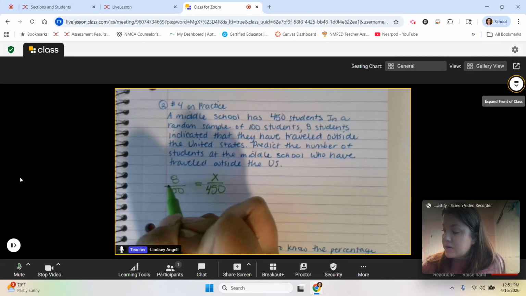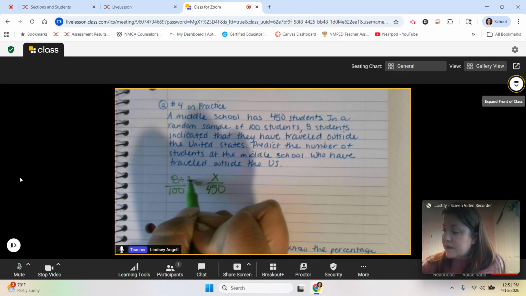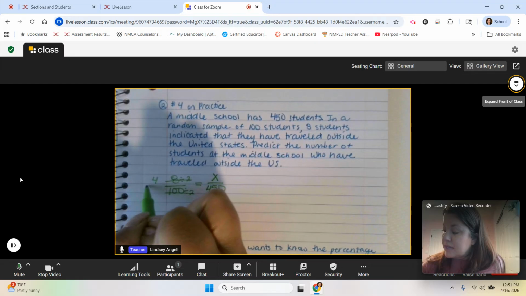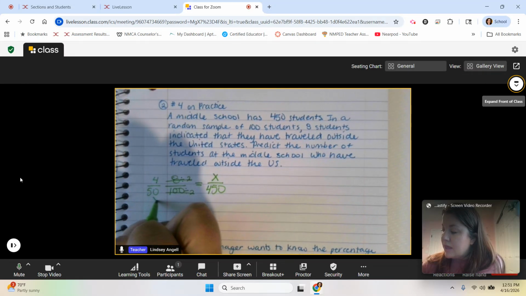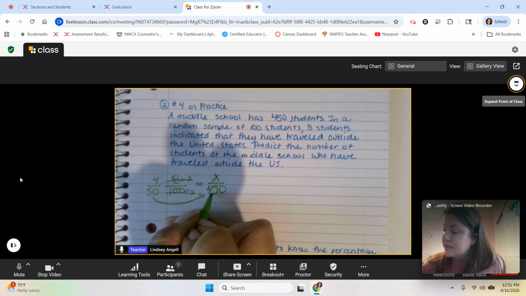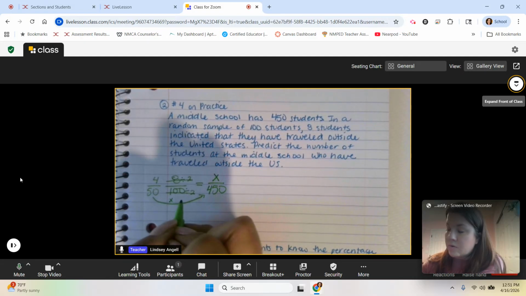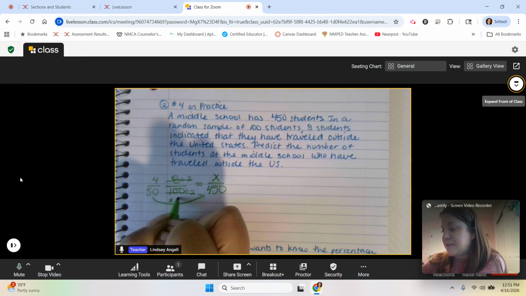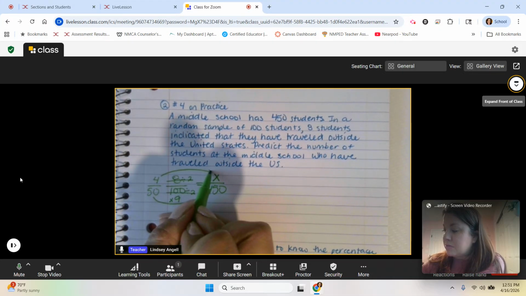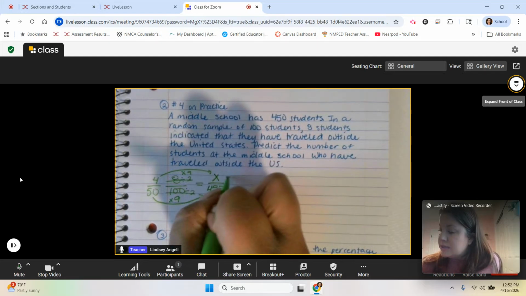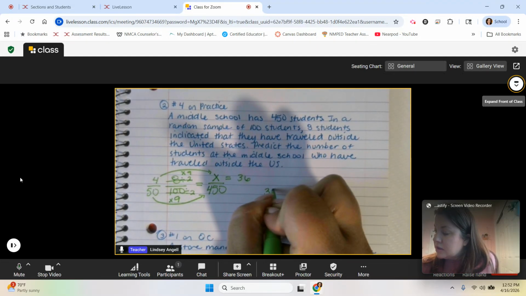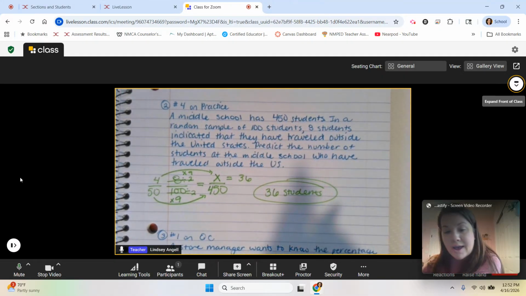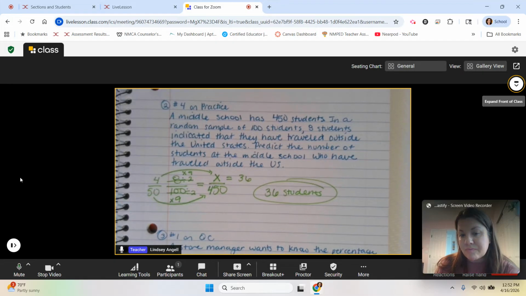For this, one thing I noticed right away is that 8 can be divided by 2, and so can 100. So if I do that, I could rewrite this as 4/50ths. Then 50 times something gives me 450, and that would be times 9. So I should be able to multiply the 4 times 9 to get to my variable, which is 36. So we could assume that about 36 students from the whole school have traveled outside of the United States.